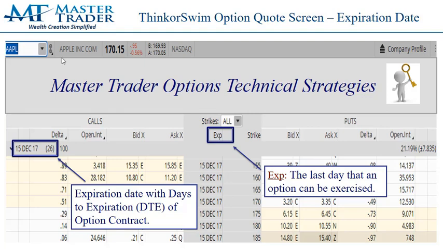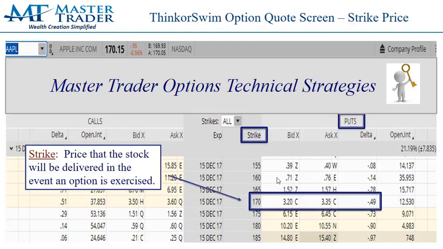So this particular Apple option expires December 15th of the year 2017, and it has 26, that's in the parentheses here, that's the days to expiration of this contract. You have 26 days before this contract expires, and it's either going to expire with intrinsic value, so it has value, or it's going to expire worthless. We will get into those terms shortly. So that's the expiration here also, December 15th. It's the last day that an option can be exercised.